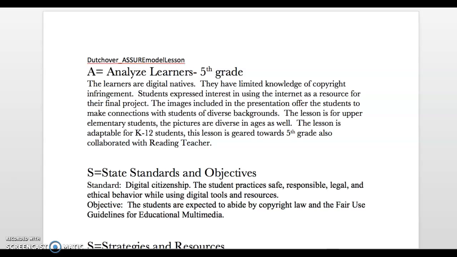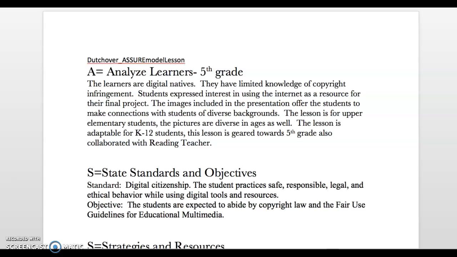The images that I included in the presentation offer the students a way to make connections with students of diverse backgrounds. So I chose images of different ethnicities so that I could help my students make those connections.